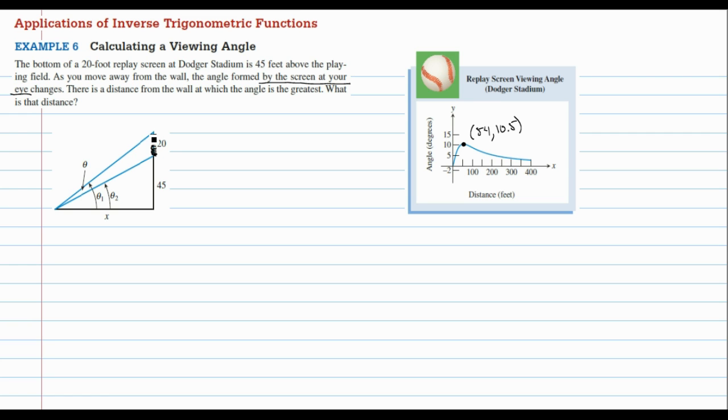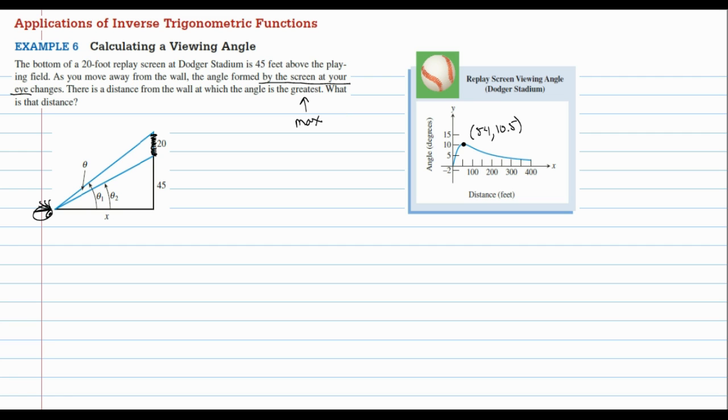So in other words, the top of the screen and the bottom of the screen form an angle at your eyeball. I know that's creepy and weird, but there, eyelashes, it's pretty. So there's your eyeball and the angle of the screen with your eyeball. There's a distance from the wall at which the angle is the greatest. Greatest means we are looking for a max somewhere.